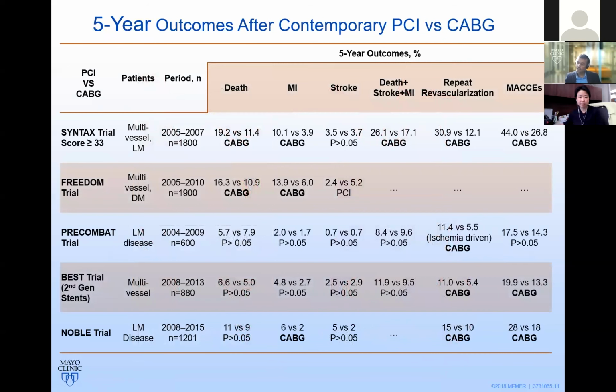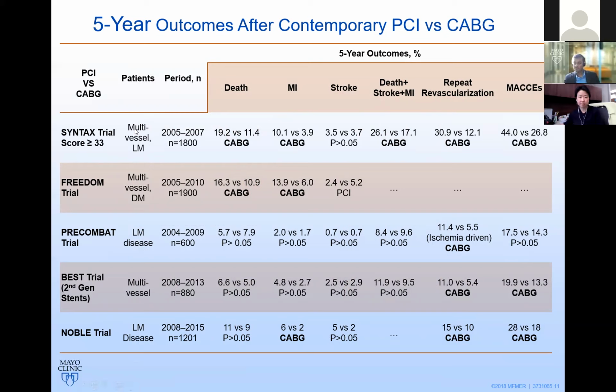Now, the results of PCI versus CABG have been well documented. There have been multiple randomized trials. The most recent, I've just enumerated 5 randomized trials here, which have looked at these two modalities and compared them. And it has been found that each modality provides good results in some group of patients. One is not a good fit for all.